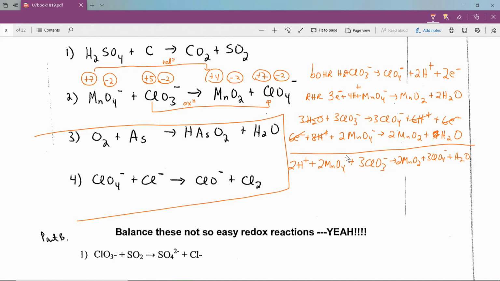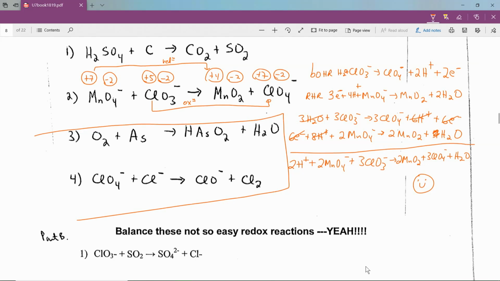2 positives and 2 negatives, so that's 0. And 3 negatives means minus 3 on the left. That's nothing. 3 times minus 1, minus 3 on the right. So give yourself a smiley face and try it on your own and try those other ones. And that is balancing a redox reaction.